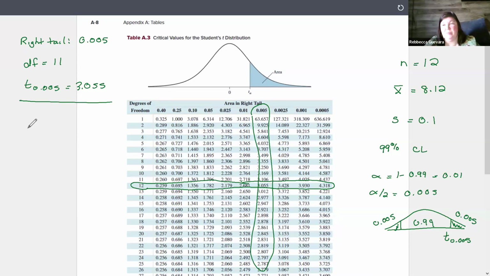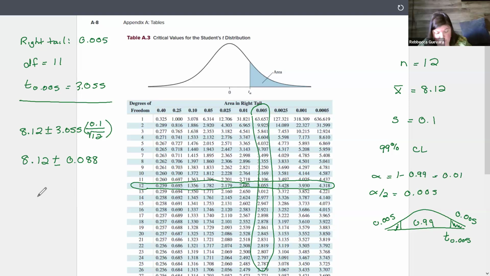So my confidence interval is going to be my sample mean of 8.12 plus or minus my t-score of 3.055 times my sample standard deviation of 0.1 divided by the square root of the sample size, which is 12. So this is going to be 3.055 times 0.1 divided by the square root of 12. This is 8.12 plus or minus 0.088. So like I said, just one extra decimal place.